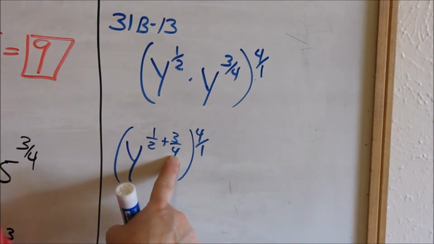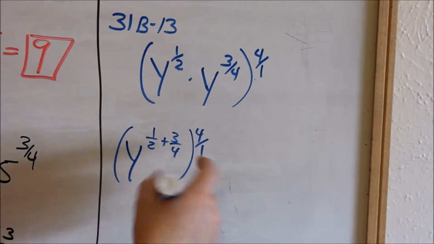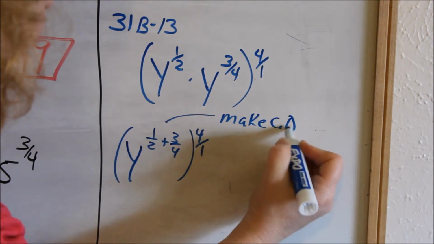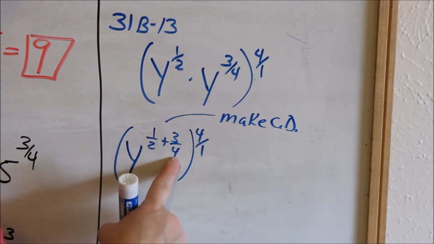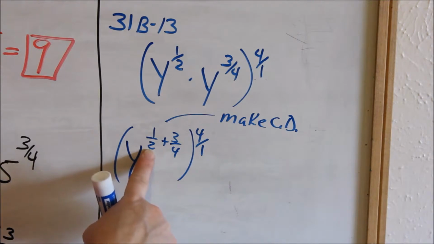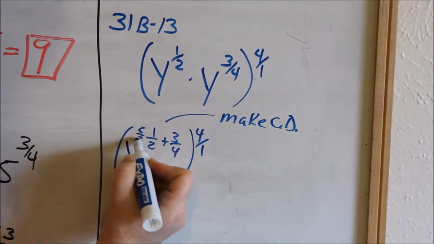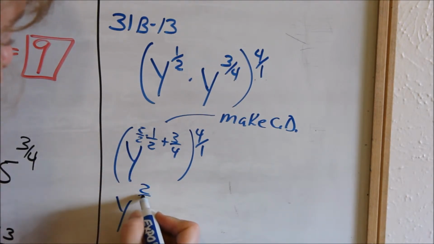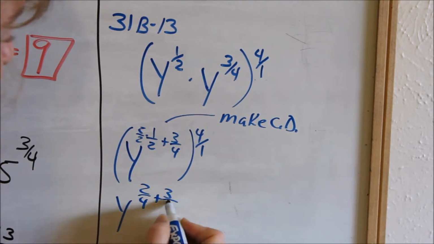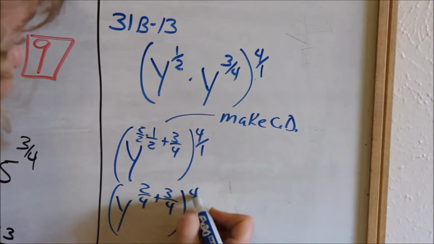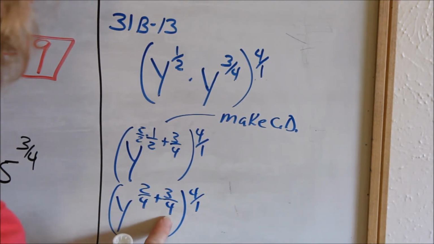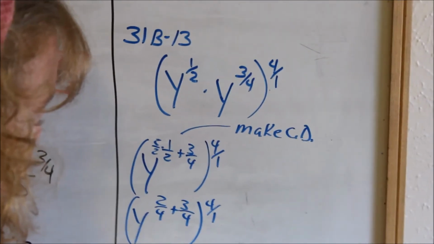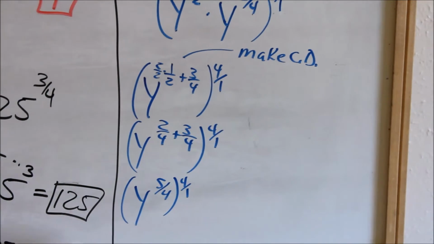When I add fractions, what do I have to do? I have to make a common denominator. So 1/2 plus 3/4. I need a denominator of 4 right here, so I need to multiply both of those by 2. So this becomes y to the 2/4 plus 3/4. Now I have a common denominator, so now I can combine my numerators. So that would be y to the 5/4, still raised to the 4/1.